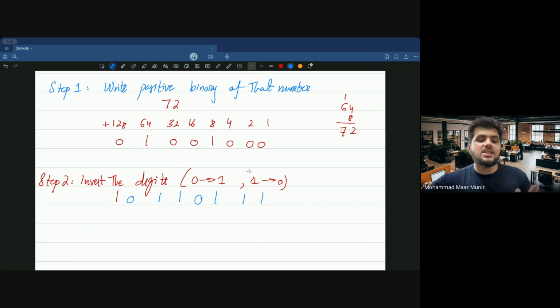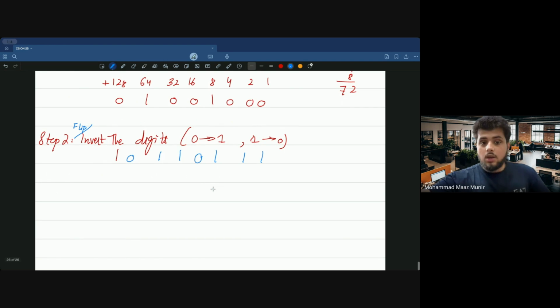I basically shifted all the zeros to ones and I shifted the ones to zeros. So I inverted or I flipped. This could be named as flip 2. So flip or invert the digits. You can either flip it or invert. It's the same exact thing. So I shifted those zeros to ones and ones to zeros. So now this is clear, right? 1, 0, 1, 1, 0, 1, 1.